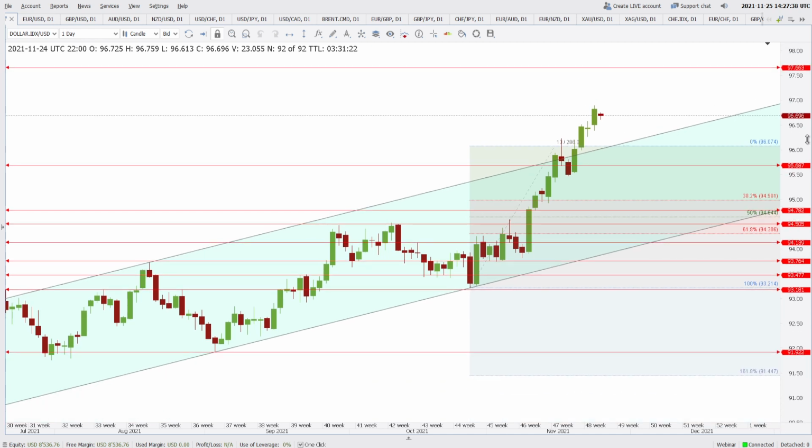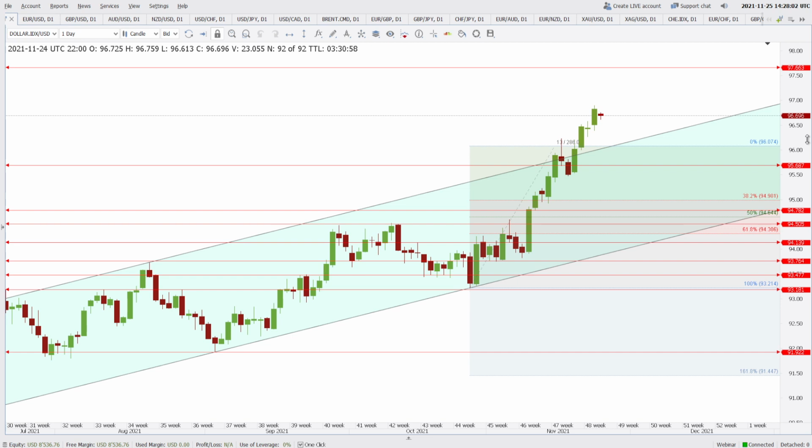Now my friends, an inside bar is a bar or a candlestick that is not able to break the high of the previous candle and is not able to break the low of the previous candle. So that means today's candle is contained within the highs and lows of yesterday's candle.